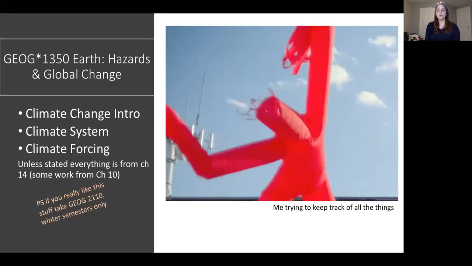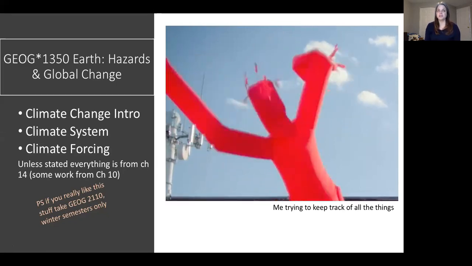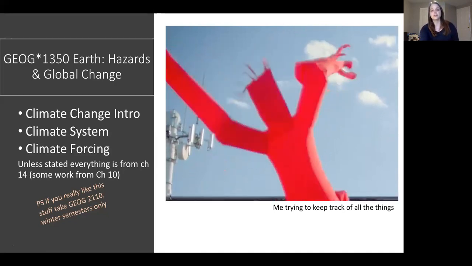This is mostly from chapter 10 and or the lecture notes. And unless it's a specific page number in the chapter, just assume everything is from chapter 14. And then there's some things on weather systems we need to keep in mind. That's from chapter 10.